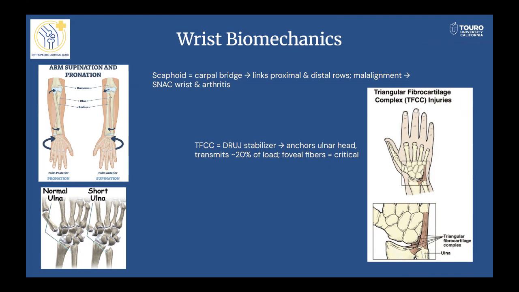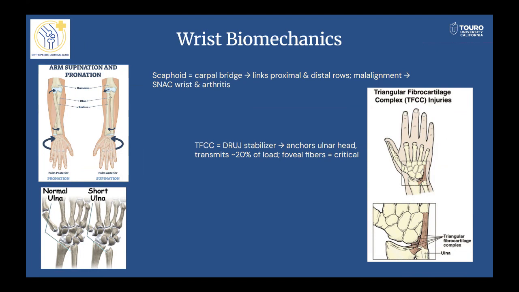And here's a critical biomechanical point that's very important. It carries about 20% of axial load through the forearm. So a TFCC tear isn't just about the pain. It's kind of like a double hit. You lose stability, and then there's going to be improper load distribution.